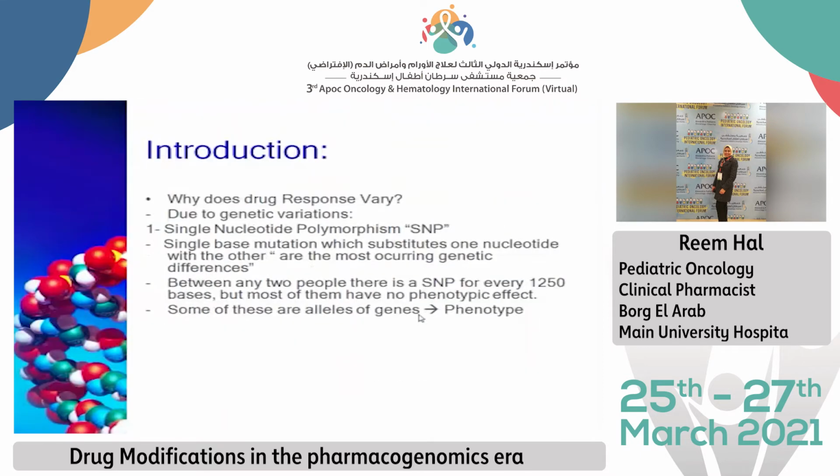So, number one, the single nucleotide polymorphisms, and we call it a SNP, single base mutation, which substitutes one nucleotide with the other. Those are the most occurring genetic differences. Between any two people, there is a SNP for every 1250 bases, but most of them have no phenotypic effect. Some of these are alleles of a gene and show us the phenotype.